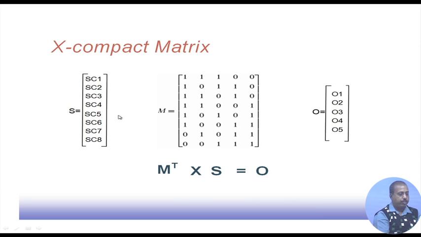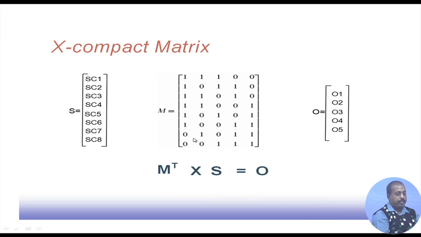So, this matrix also, if you take M transpose into S, what you are getting is that this particular column, 1 1 1, will get multiplied by this S, and that will be defining the O1. So, that is the structure of the XCompact matrix.